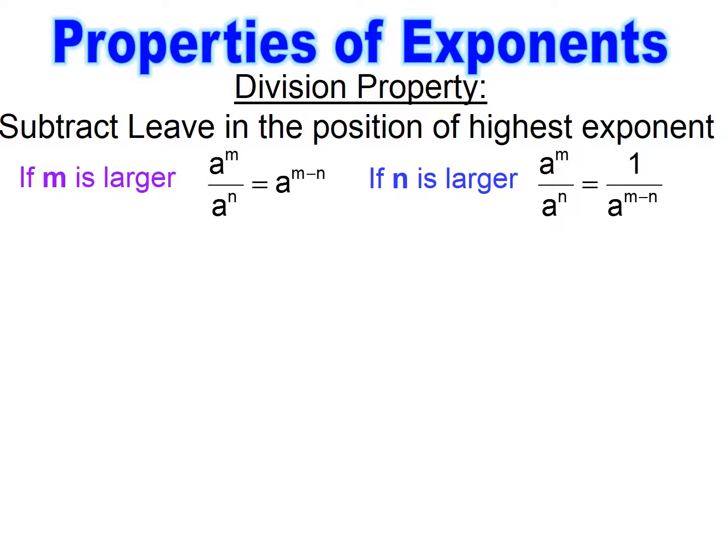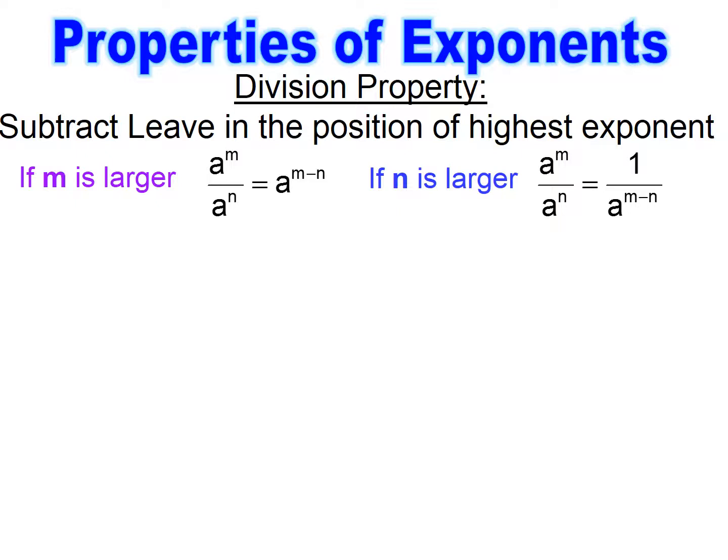So now we're going to do the division property. The multiplication property is addition, we add the exponents. The division property, we subtract the exponents. Now the thing with division is you always want to see where the higher exponent is.